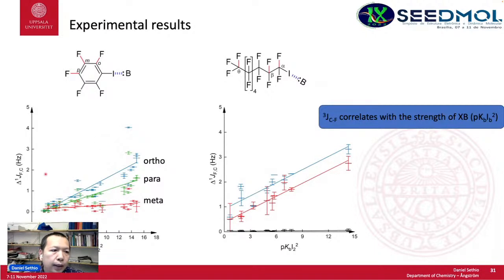As we can see here, the scalar coupling constant versus the strength of the halogen bond donor correlate well with each other. The ortho position is highly influenced compared to the para and the meta. The same for the aliphatic, where the alpha position has a larger magnitude compared to the beta, and very small compared to the ipso position.